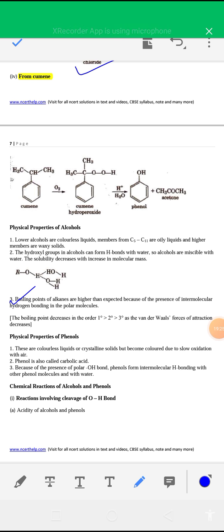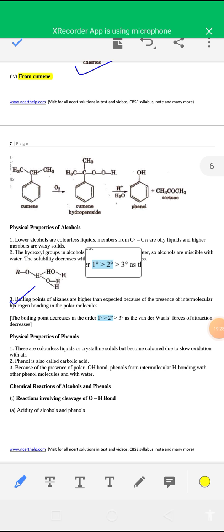The boiling point of alcohols decreases in the order 1 degree to 2 degree to 3 degree as the van der Waals forces of attraction decrease. Now the physical properties of phenols. Phenols are also colorless liquids or crystalline solids, but some become colored due to slow oxidation with air. Phenol is also called carbolic acid because of the presence of the polar OH group. Phenols form intermolecular hydrogen bonding with other phenol molecules and with water, so phenol is also soluble in water to some extent.